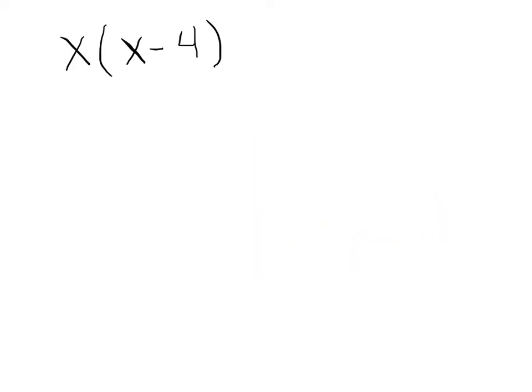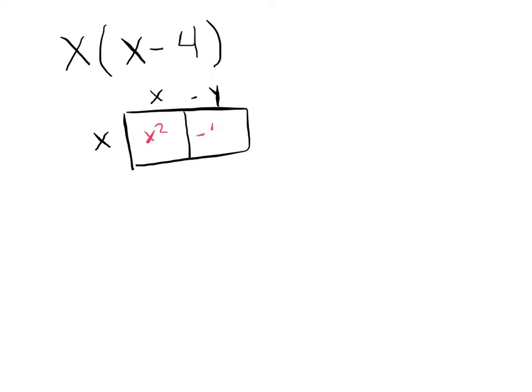If we had x times x minus 4, we could draw an area model to represent this. This would be a rectangle that has two parts. It has x and a minus 4 on the long side, and then it has an x on the short side. If we did this with our area model, we would end up with x squared here and negative 4x here. So we could say that the area of the whole rectangle was x squared minus 4x.